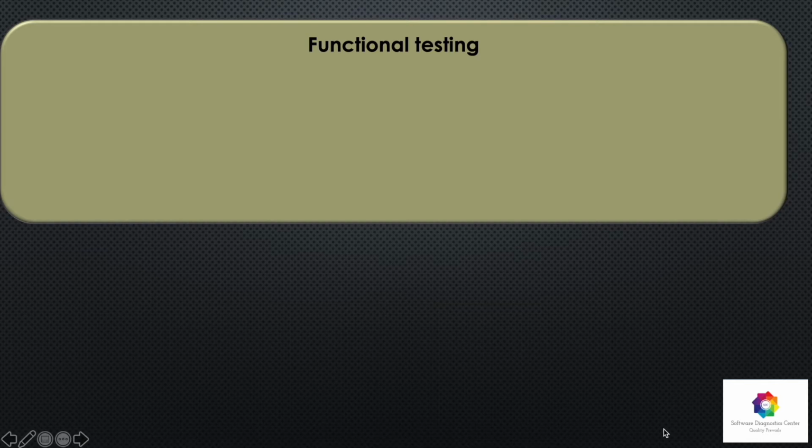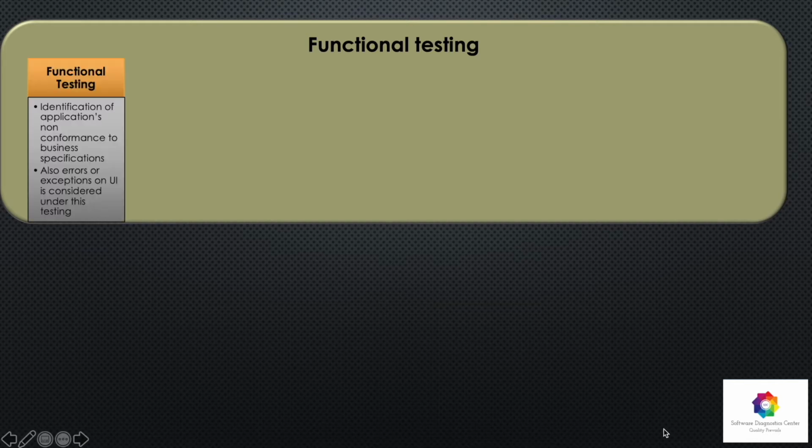at functional testing. So the first type is functional testing itself, because it is to identify the application's non-conformance to the business specifications. This is mainly focused on the UI layer of the application. Also, we specify any errors, exceptions as anomalies and report them as defects or bugs.